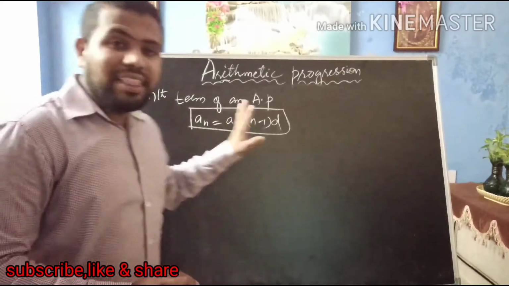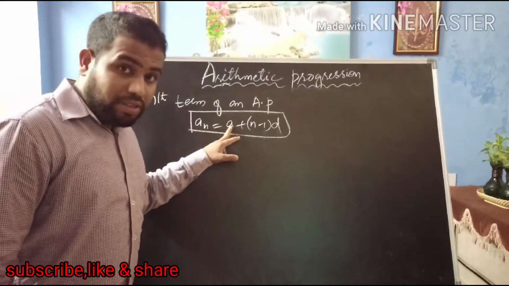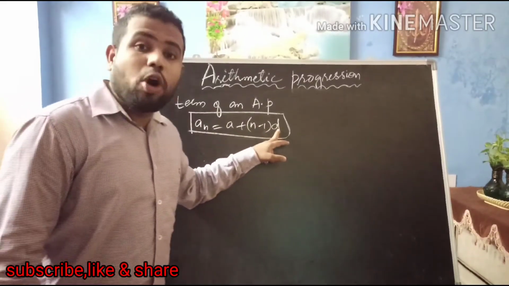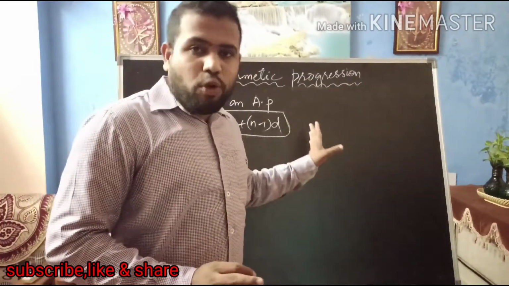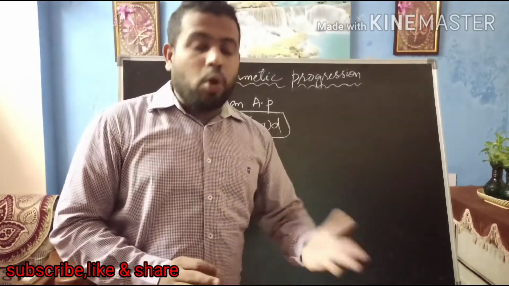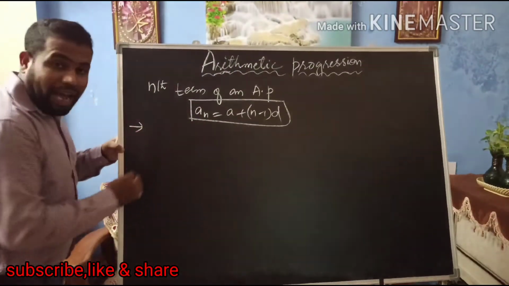This is the formula to find the nth term of an AP, where a_n is the nth term, a is the first term, n is the term number, and d is the common difference. How can we use this formula to find any term in the given series of an AP? Let us see. I have a question with me now.